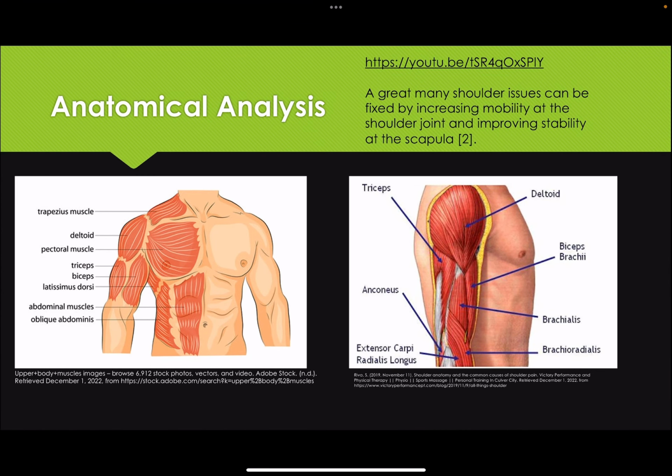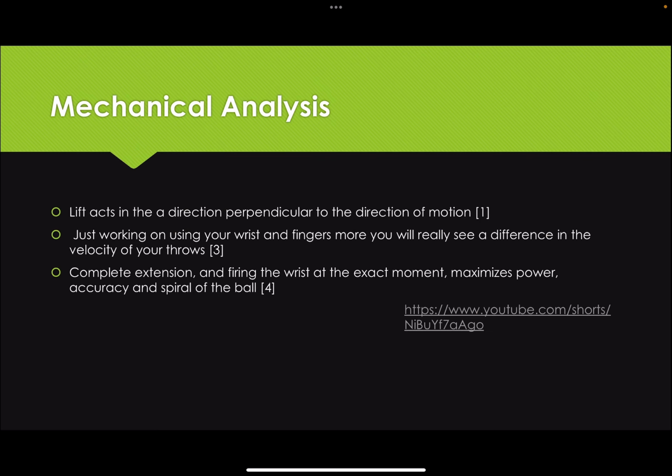All right. Like I said in the video, you're going to be using your trapezius muscle, which is pictured on the top left. And you've got your deltoid, your pectoral muscle, your tricep, bicep, your latissimus dorsi, your abdominal muscles, and your obliques. To fix a lot of shoulder issues, because you need your shoulder to throw, you just have to work on stretching your shoulder and increasing mobility and stability of your scapula, and that will decrease your chance of injury. All right, let's dive right into the mechanical analysis.